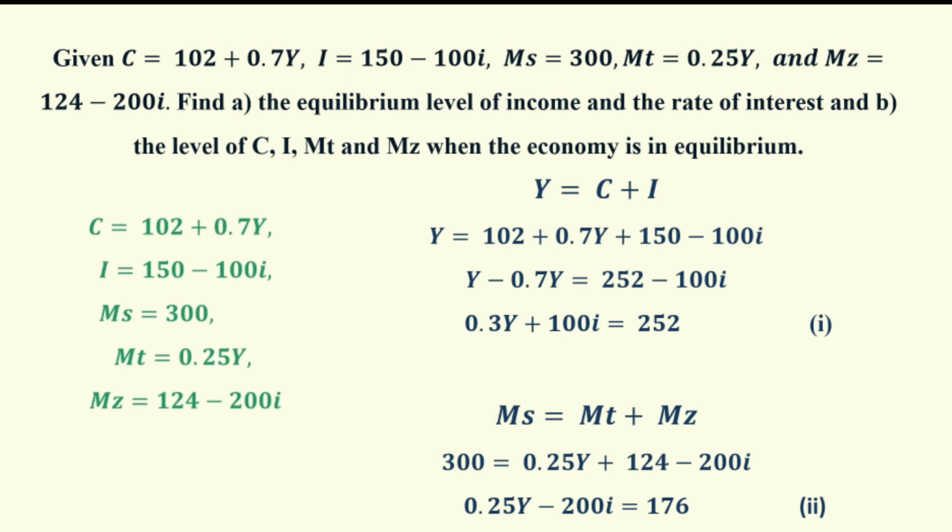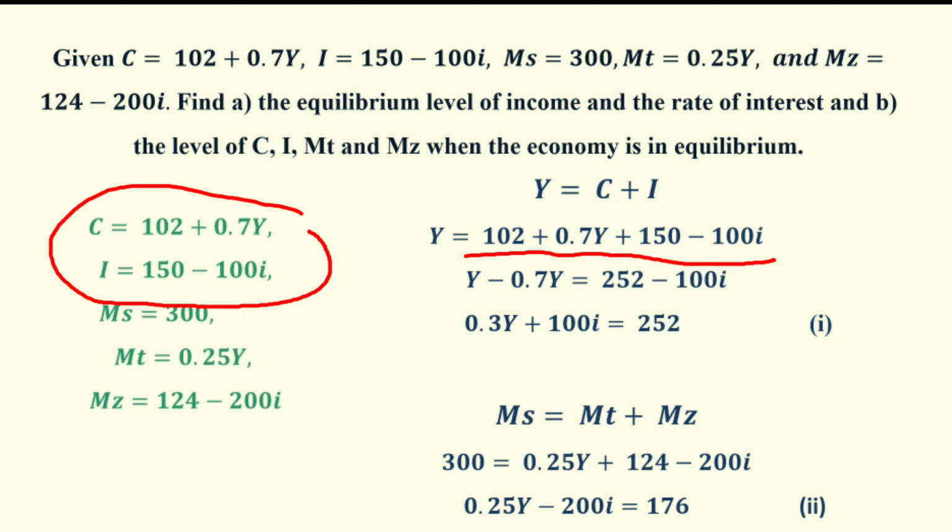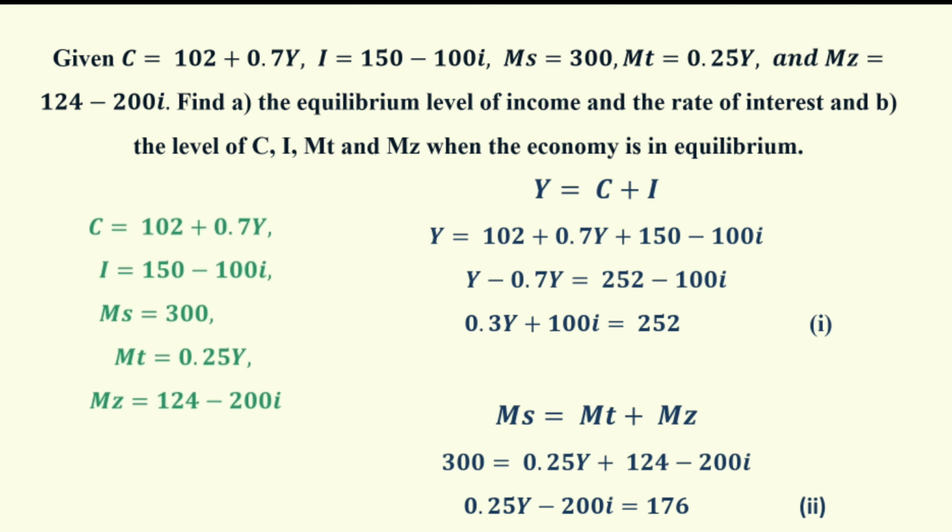Now we want to frame the two equations. The two equations are, one for IS and the second for LM. In the case of the IS curve, the commodity market is in equilibrium when income is equal to consumption plus investment, that is y is equal to C plus I. So here y is equal to, C is 102 plus 0.7y, plus the value of I, which is 150 minus 100i. Therefore we can solve this equation for y.